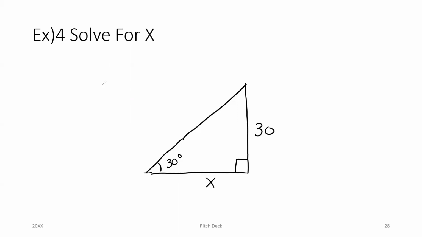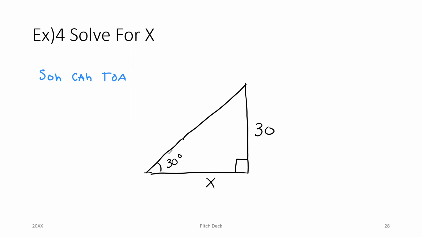SOHCAHTOA or Pythagorean theorem? We cannot use the Pythagorean theorem because we only have one known leg, right? We need to have at least two known side lengths. So we'll have to do SOHCAHTOA. And what shall we use? Let's see here.